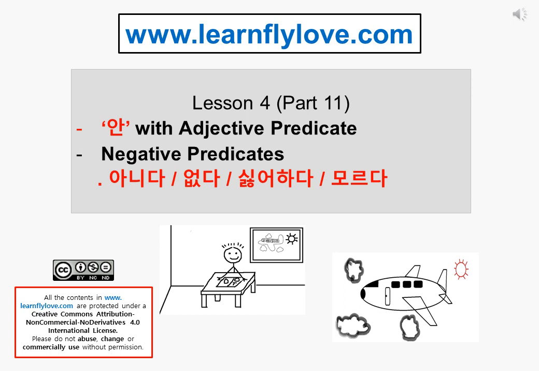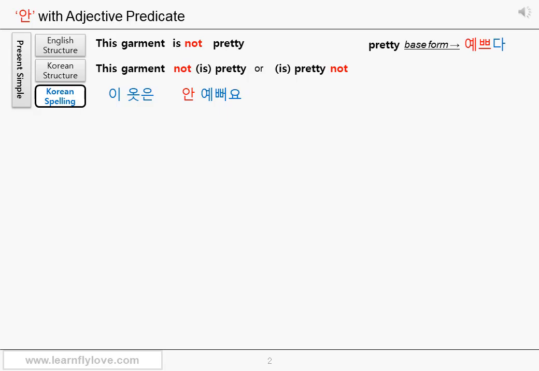안녕하세요. We are going to learn some predicates which already contain a negative meaning in it in this lesson. Let's go. I forgot to show you some negative sentence examples with an adjective predicate in the last lesson.